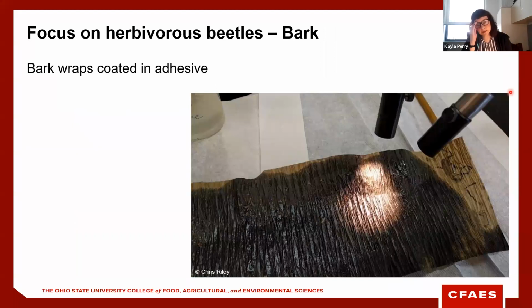We also collected herbivorous beetles on the bark. We used these wraps, as you can see here. We tied them around the bark of the tree, and then we used some adhesive, sticky material. As beetles and other insects were walking along the bark of the trees, they got stuck in this, and we removed them from the bark wraps in the lab and then identified them to species.